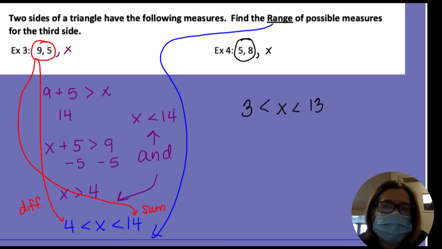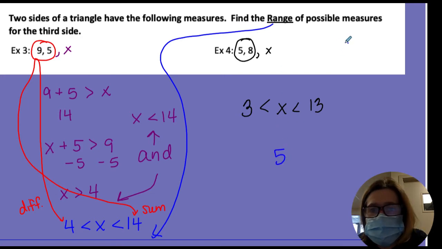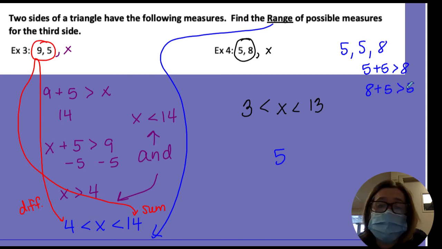All right, so let's pick a number that's in between. Pick 5. So it would be 5, 5, and 8. Well, 5 plus 5 is greater than 8, and 8 plus 5 is greater than 5. So a triangle exists. That's what it means that we can have a range of possible values.